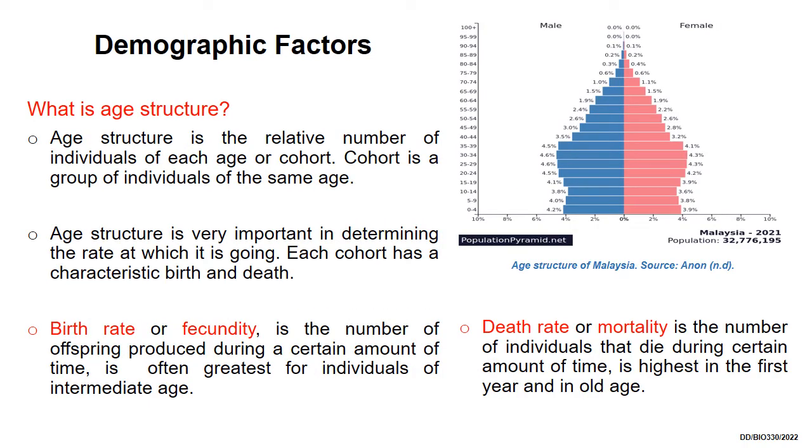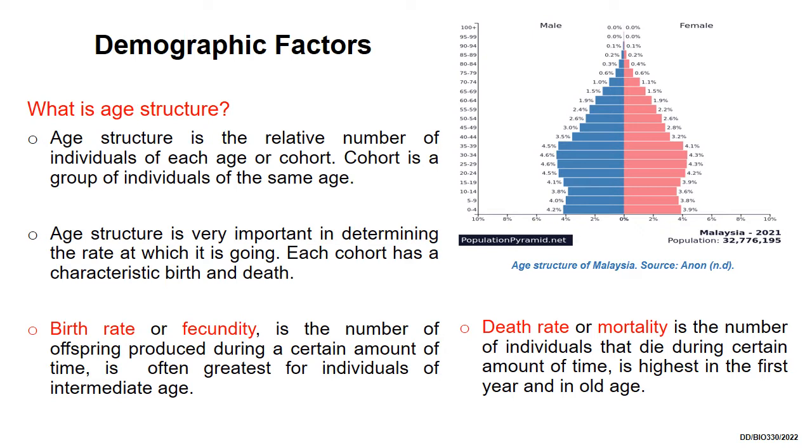What is age structure? Age structure is the relative number of individuals of each age or cohort. What is a cohort? A cohort is a group of individuals of the same age. Age structure is very important, especially in determining the rate at which a population is growing. Each cohort has a characteristic birth and death rate.